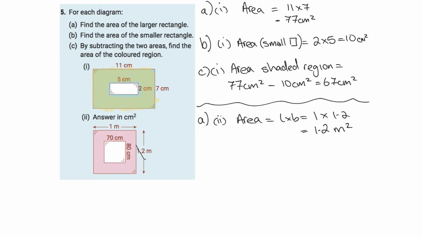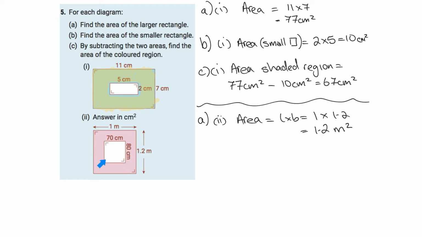Now this is tricky. Watch this now. We have a larger rectangle here. It's not a square, it's a rectangle. We have a larger rectangle here that is 1 metre by 1.2 metres. So the dimensions are in metres, the lengths are in metres. But my smaller rectangle here is in centimetres. Okay, now I don't want to be dealing with 2 different types of units. I need to deal with 1 unit only.